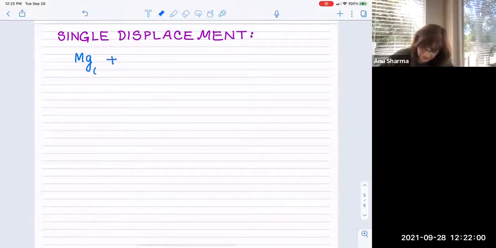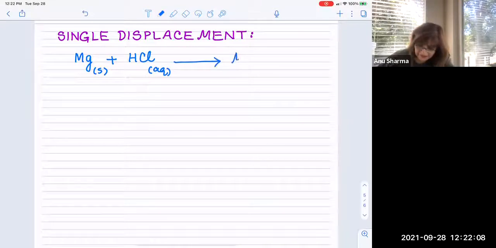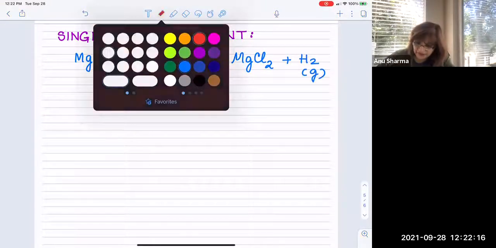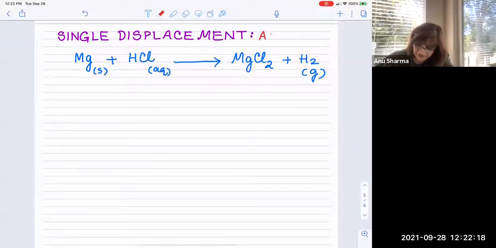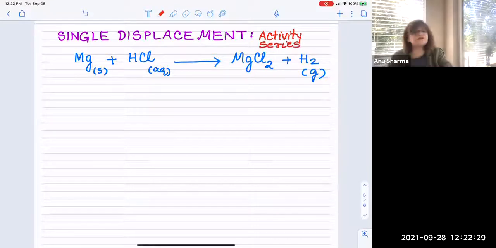When magnesium is a solid and reacts with HCl, aqueous acid, it makes magnesium chloride, MgCl2, and releases hydrogen gas. Again, it all depends on the activity series, whether magnesium will do that or not, or whether some other element will.